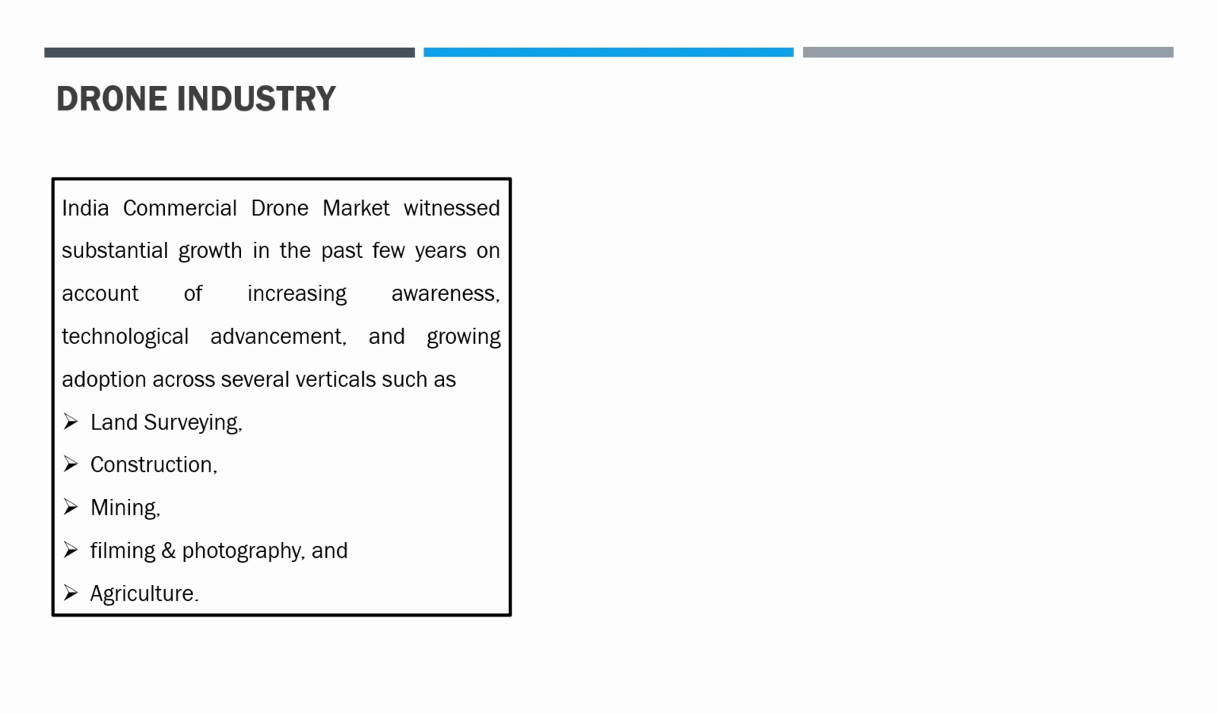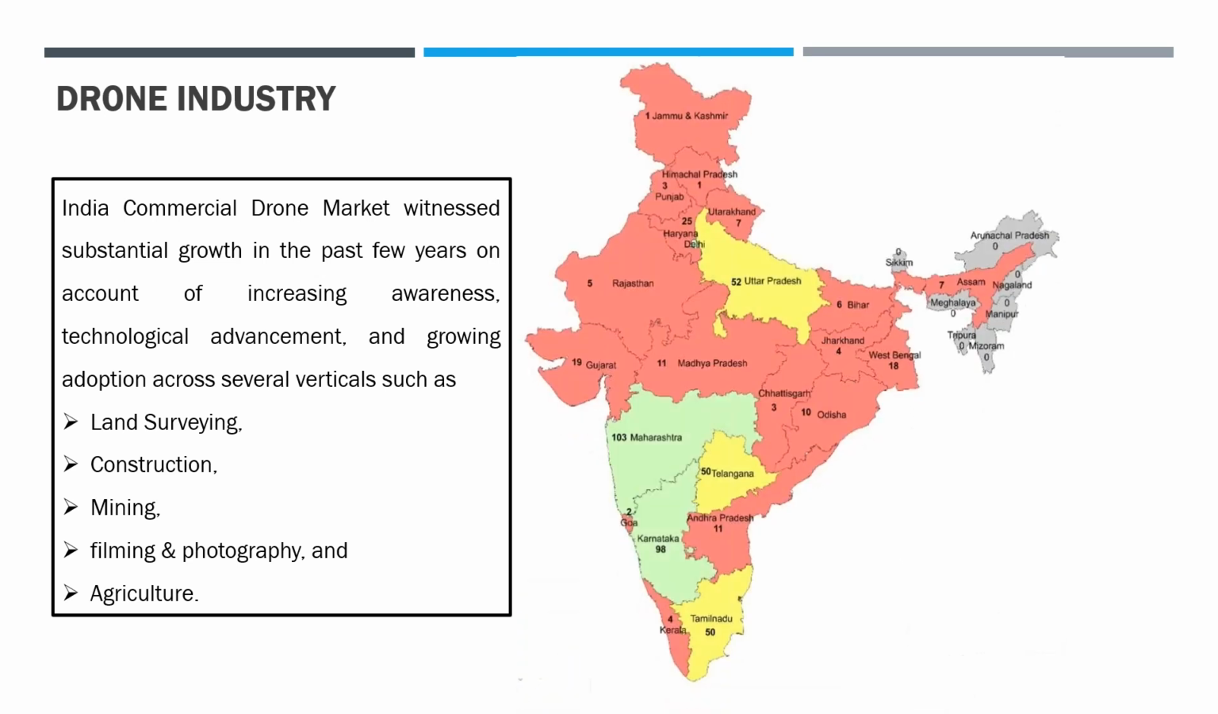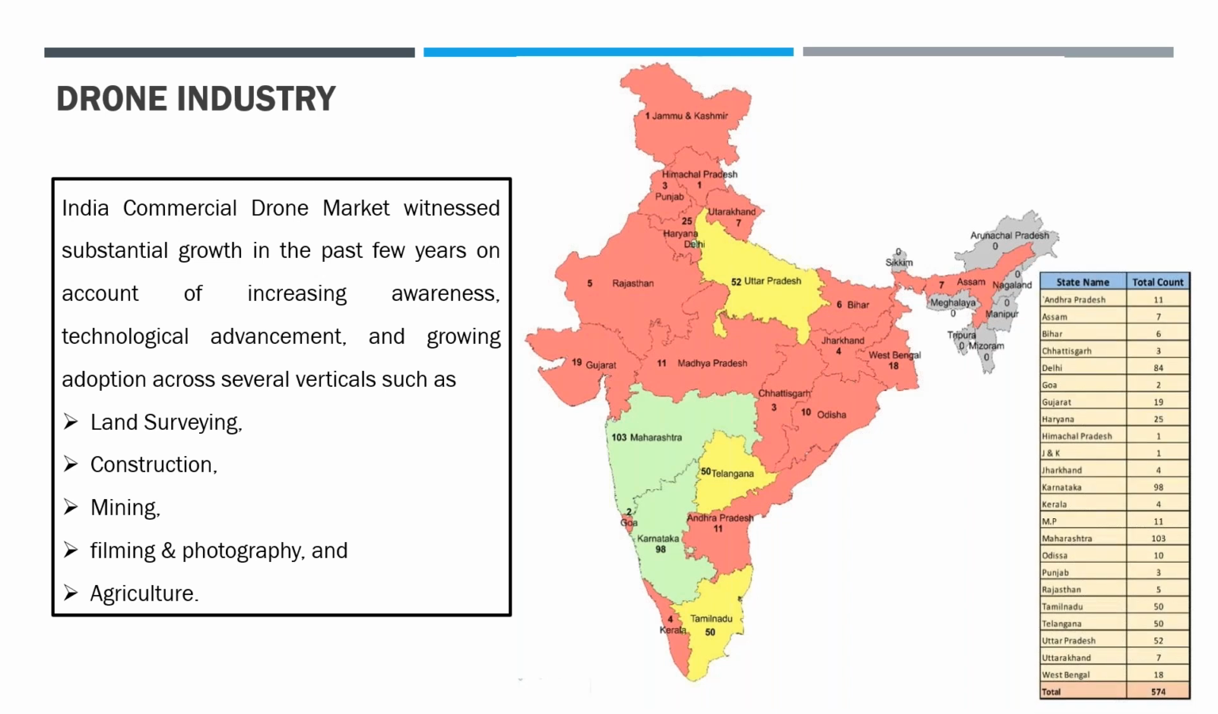If you look into the growth of this industry state-wise, this is the statistics we have now. As of last week, we have around 574 drone companies in India. Some of these companies are into manufacturing, a few are into services, and a few are into training and skill development. You can see the growth this sector has had in such a short time.